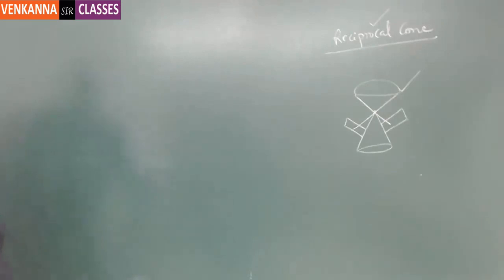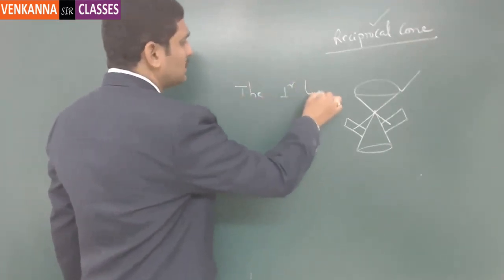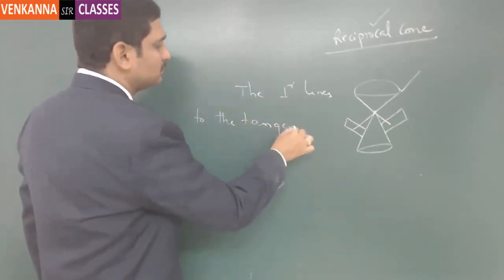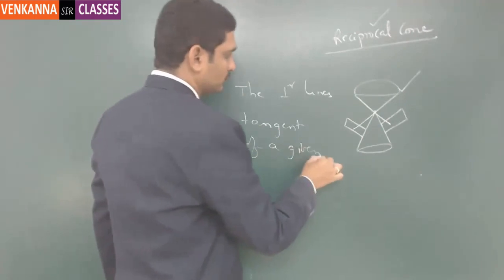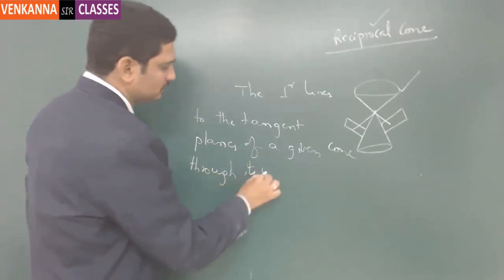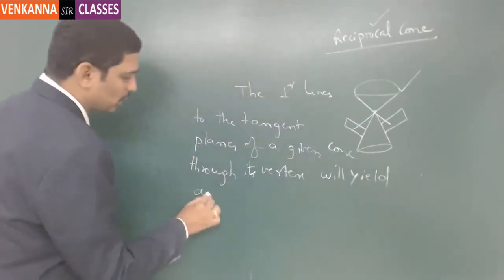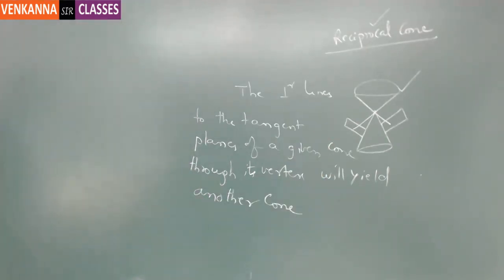Okay? Is the definition clear? The perpendicular lines to the tangent planes of a given cone through its vertex will yield another cone. Now, does it make sense?